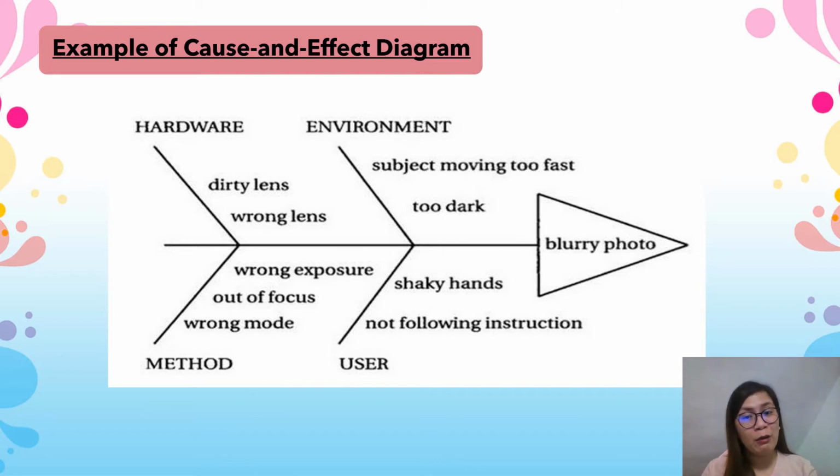Now, if we're talking about the user, it may be because the user has shaky hands or the user is not following instruction. If it's environment, maybe the subject is moving too fast. That's why the photo is blurry, or the environment is too dark. If we talk about method as the cause, it could be wrong exposure, out of focus, or wrong mode. As you can see, this one is a very creative way of presenting the cause and effect. Will you use this in the future? I hope so.